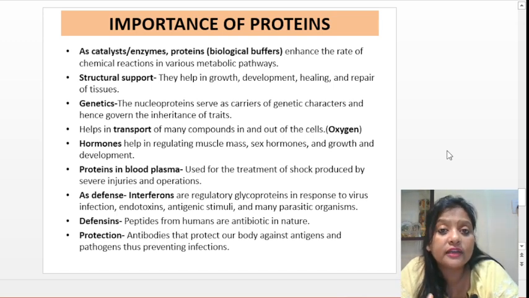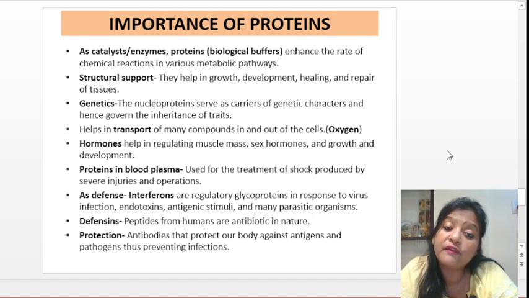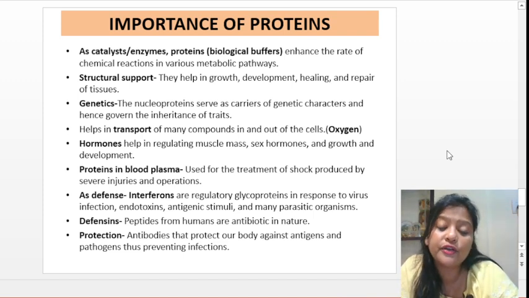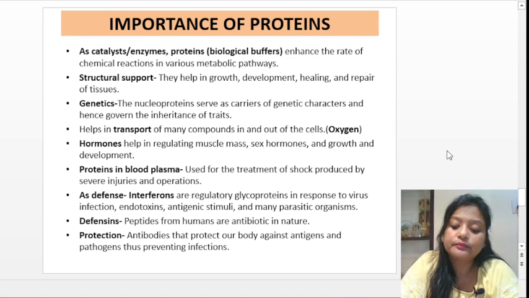Then also there are some proteins in blood plasma. When the body is undergoing some shock or there are some injuries, during that time the treatment of shock is done by these proteins of the blood plasma. So they're also acting as defense. Defense proteins are present in human beings which also have an antibiotic property, or they are antibiotic in nature. This is some of the importance of proteins.